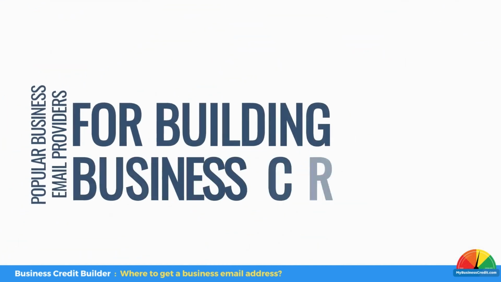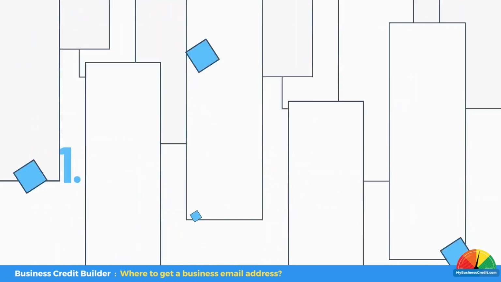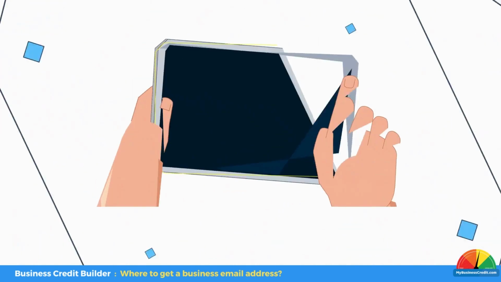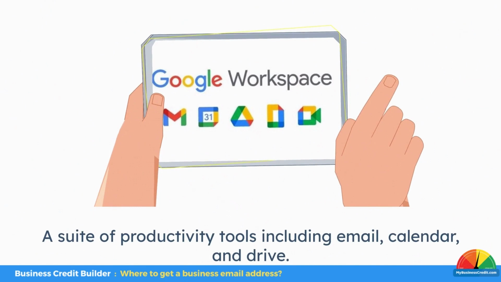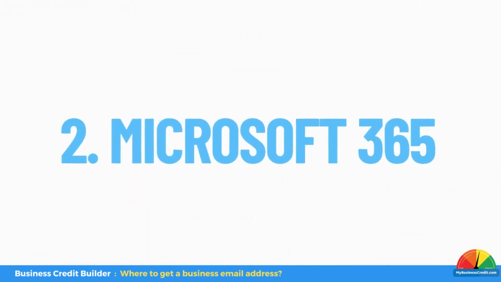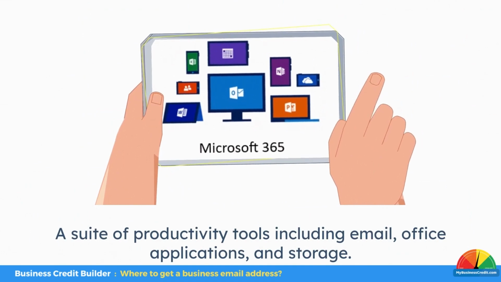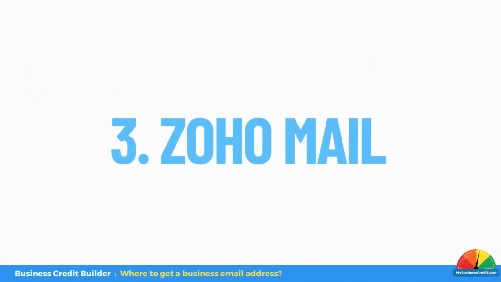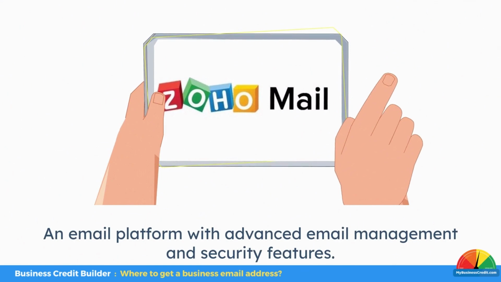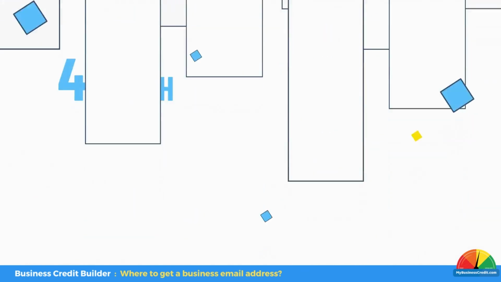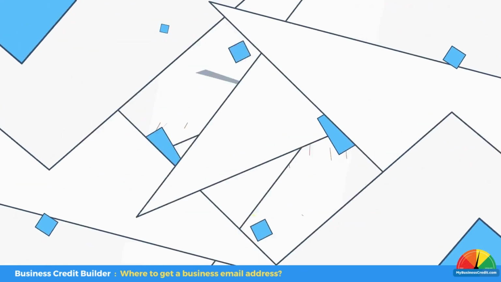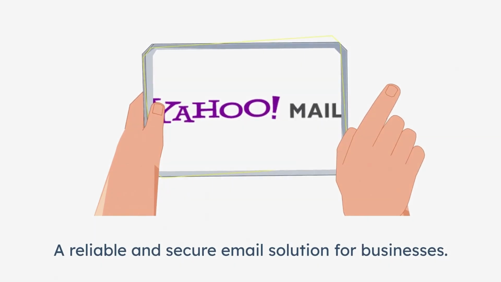Popular business email providers for building business credit. 1. Google Workspace, a suite of productivity tools including email, calendar, and Drive. 2. Microsoft 365, a suite of productivity tools including email, office applications, and storage. 3. Zoho Mail, an email platform with advanced email management and security features. 4. Yahoo Business Mail, a reliable and secure email solution for businesses.